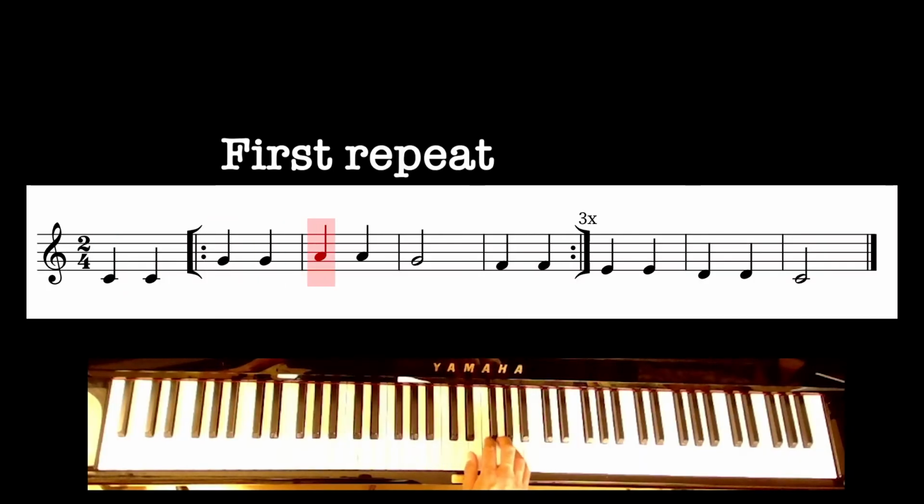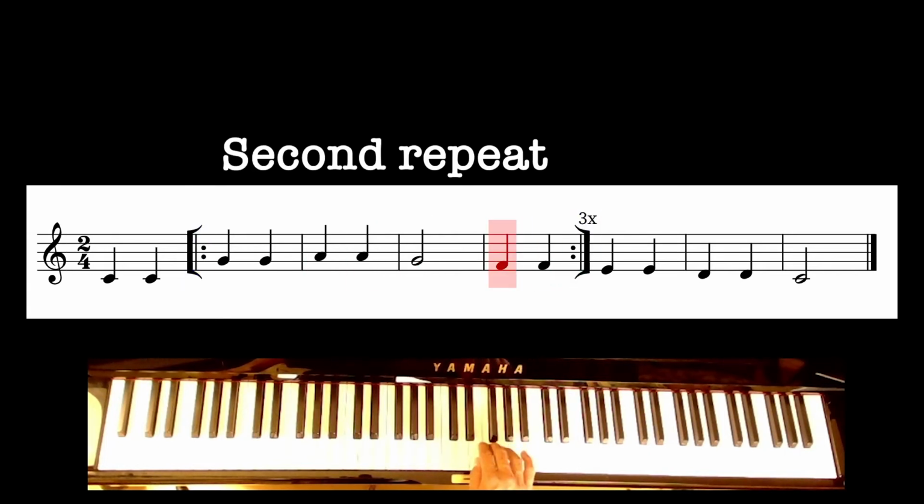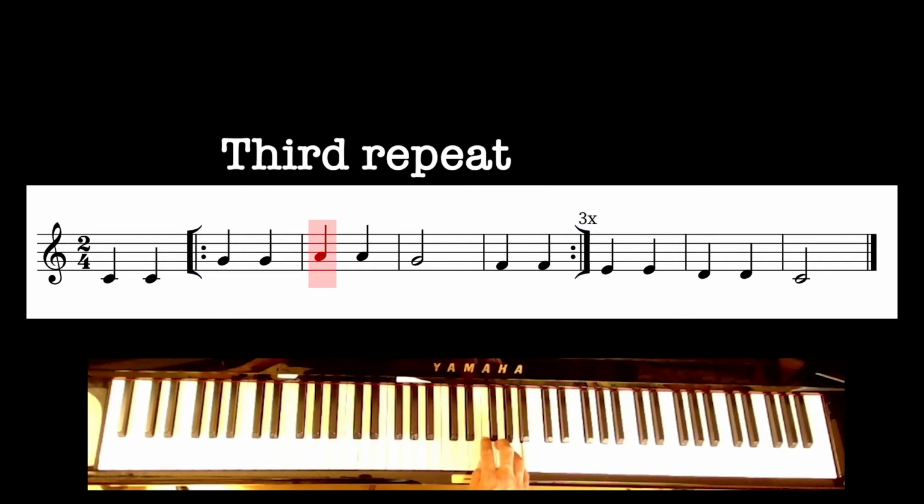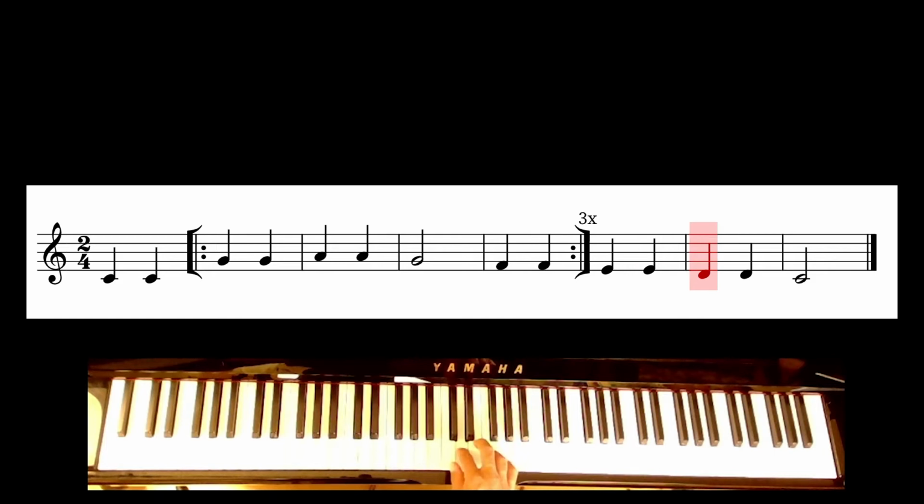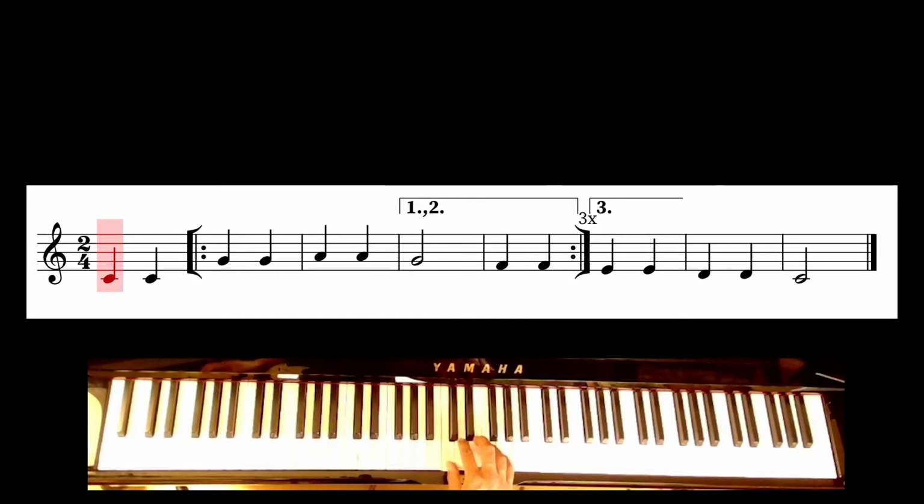If you want to repeat a section more than once, you can do so by adding a number above the right-hand repeat symbol. If you want to get fancier, you can add what are called volta brackets, which allow you to specify different endings based on the number of repeats you're doing.